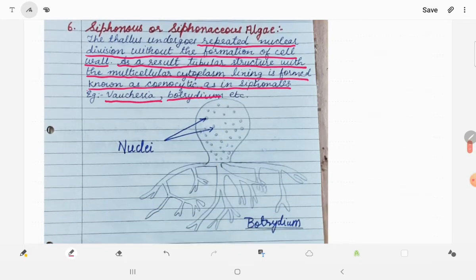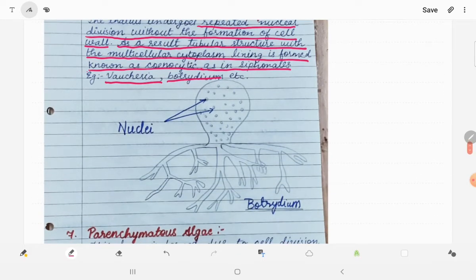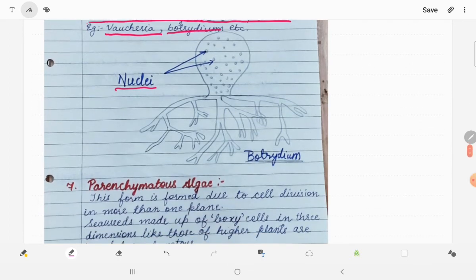You can see in Botrydium, the cytoplasm has many nuclei. It has a multinuclear structure.